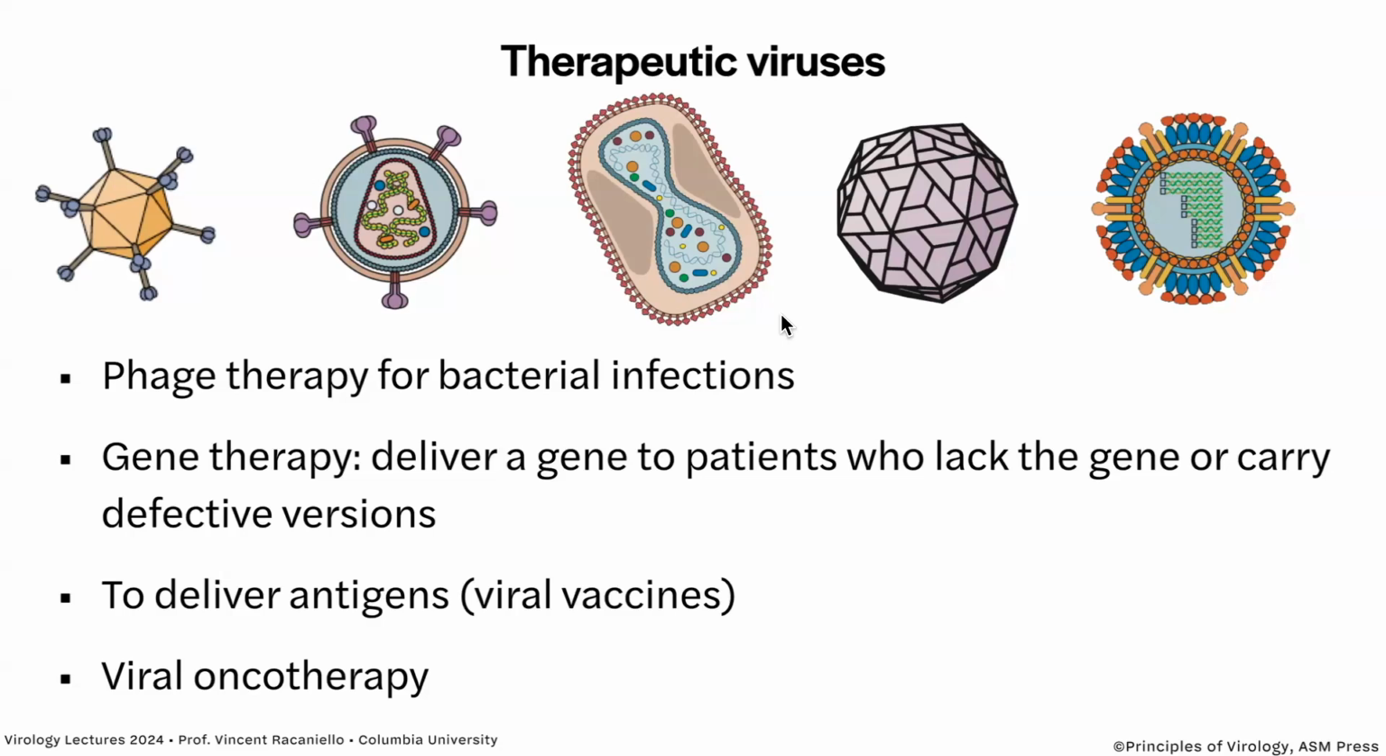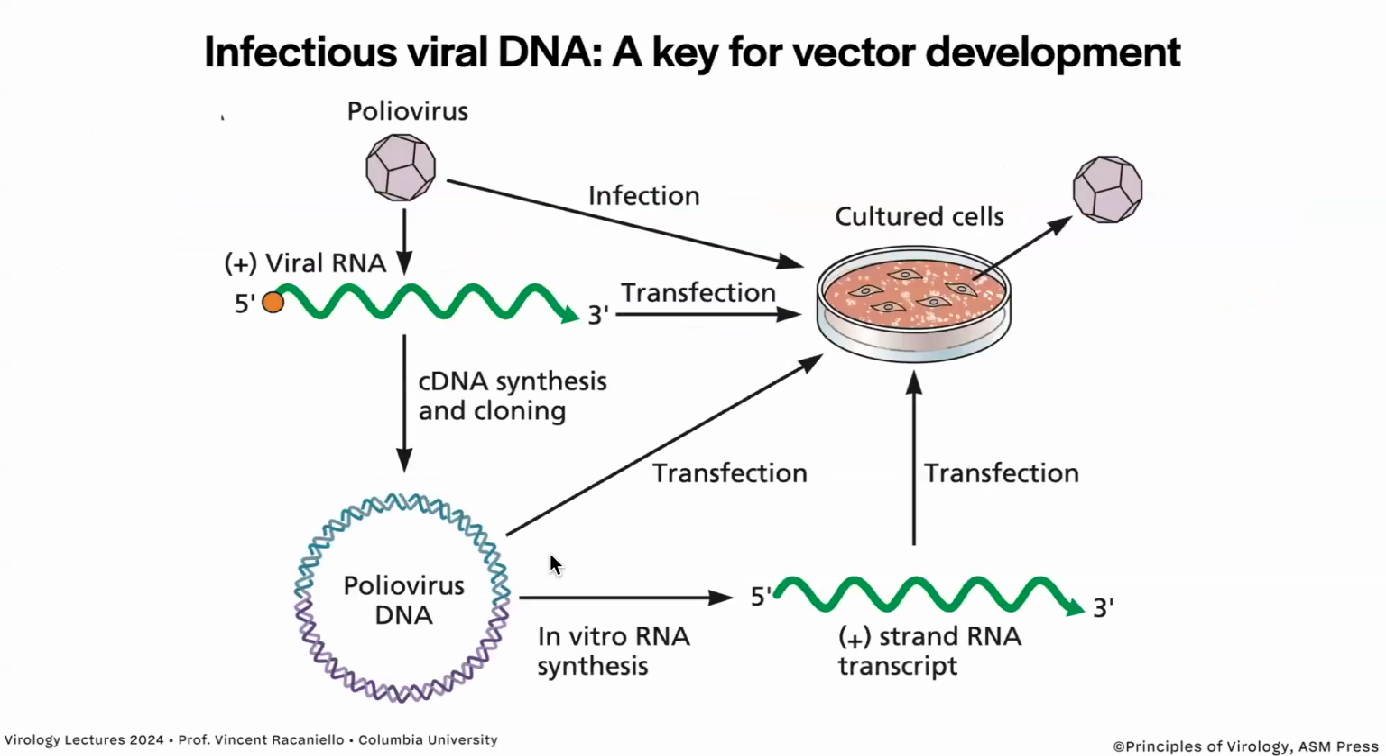First, phage therapy for bacterial infections. Second, gene therapy, that is delivering a gene to patients who lack the gene or have defective versions of the gene. We will talk about using vectors to deliver antigens, viral vaccines, and finally, viral oncotherapy, treating cancers with viruses.